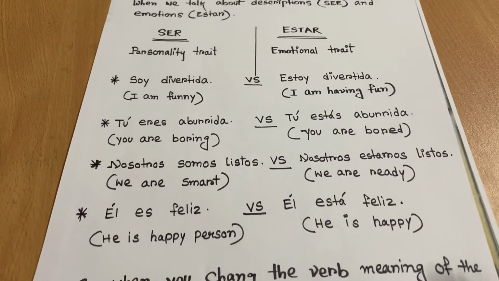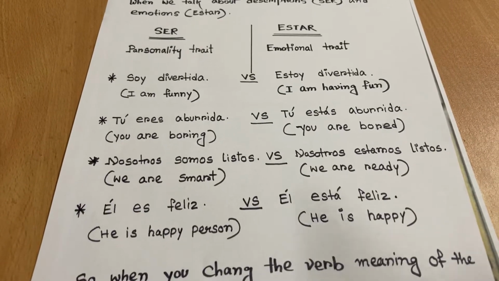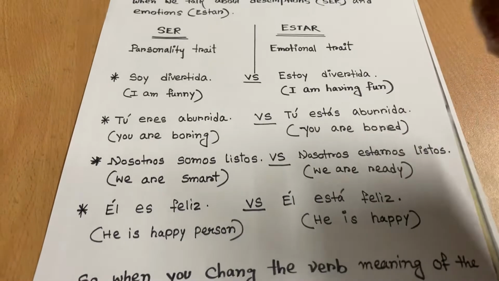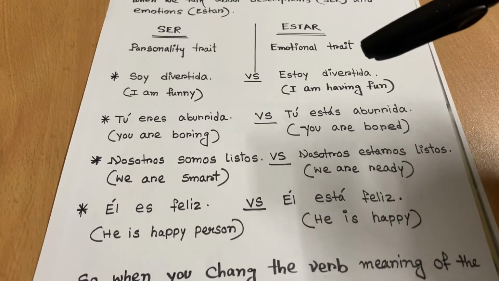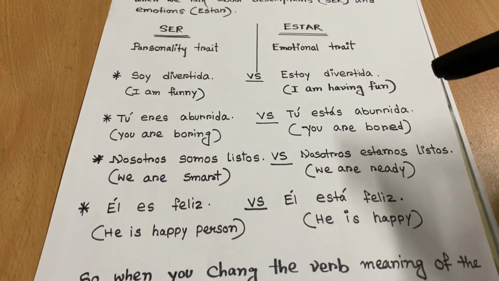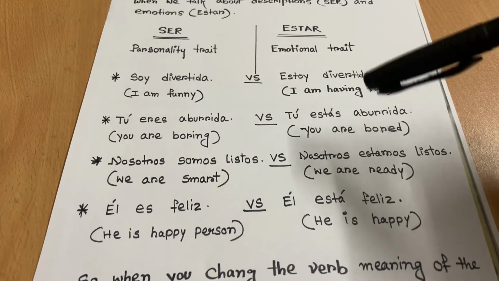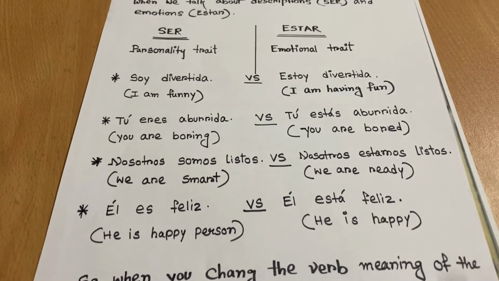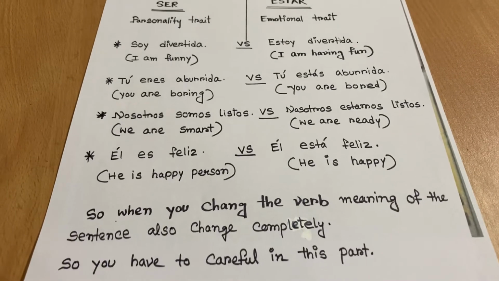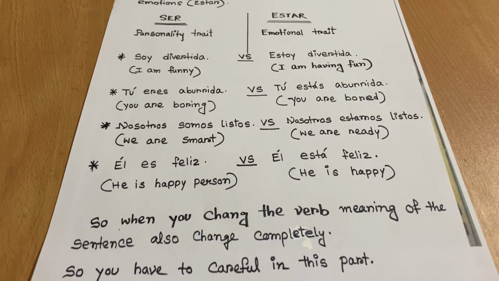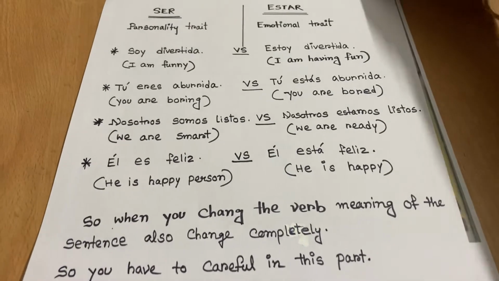Like this way, we have a few examples. Tú eres aburrida, that means you are boring. It is your personality. And tú estás aburrida, that means you are bored. It is your feelings. Okay, so like this we have examples. You need to go through this. So please be careful when you are talking about these two, description and emotions. You have to be very careful.